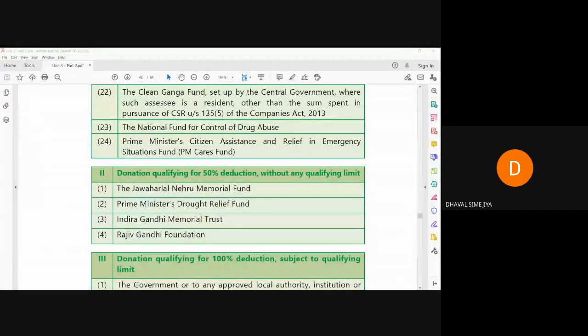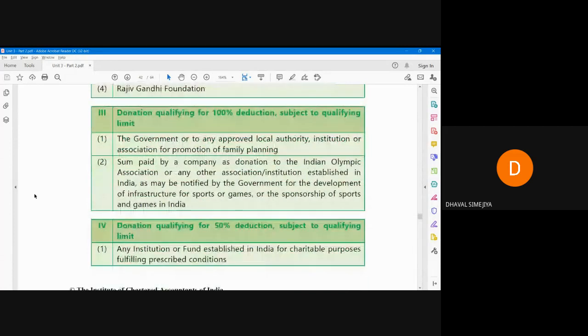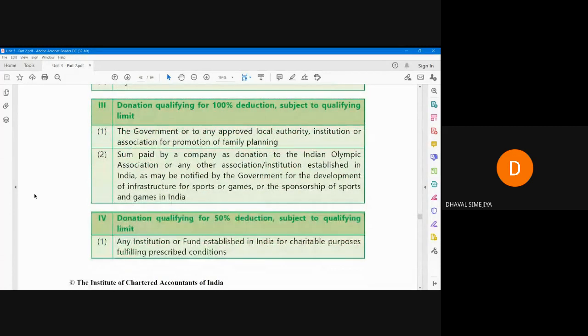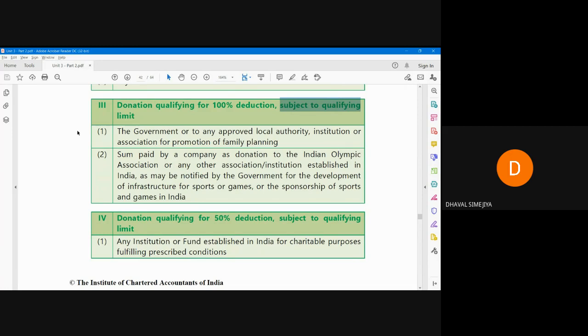Okay, now third table. Again, very small. Donations qualifying for 100% deduction subject to certain qualifying limit. Subject to certain qualifying limit means there are some conditions that should be fulfilled. Afterwards, you will get the 100% deduction.